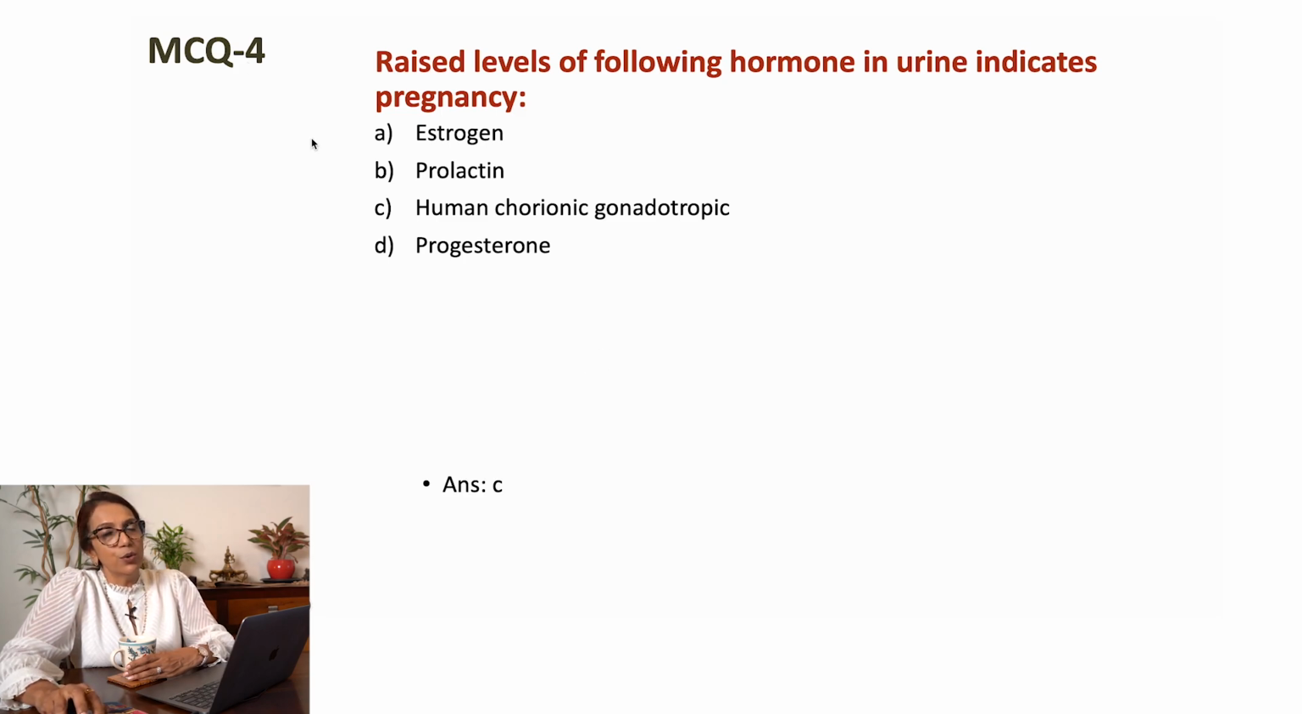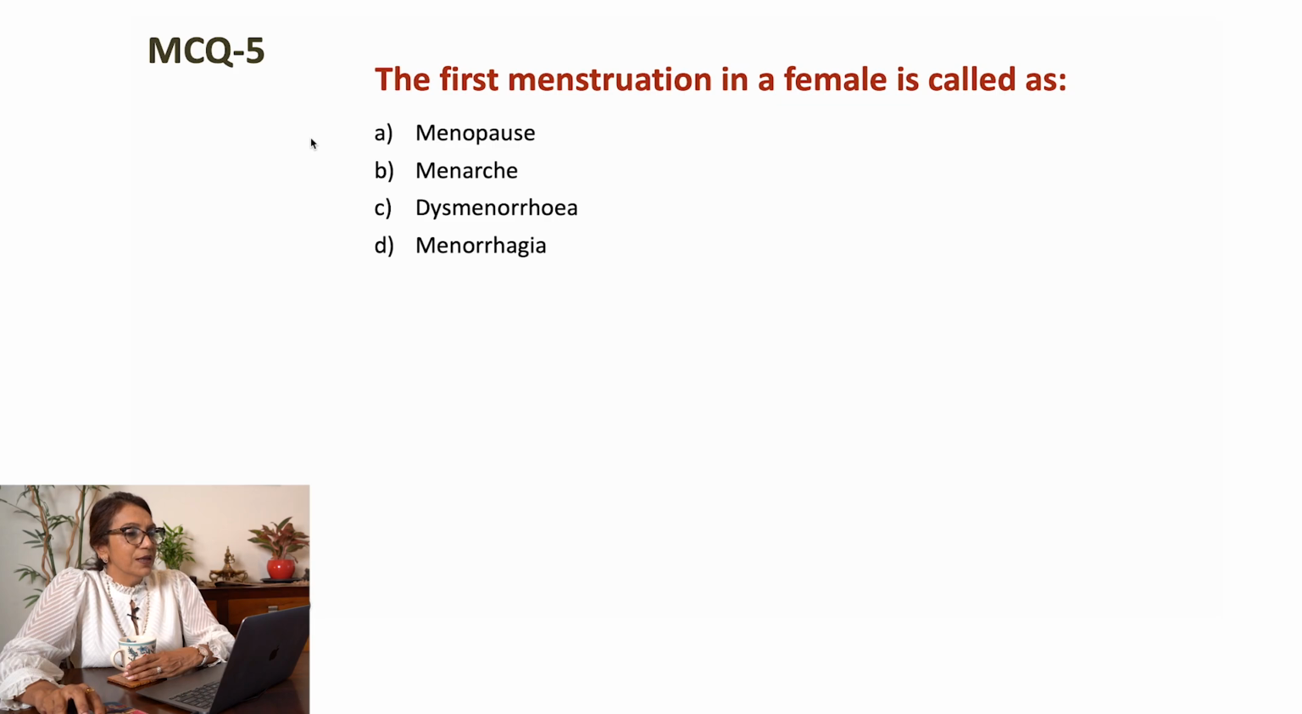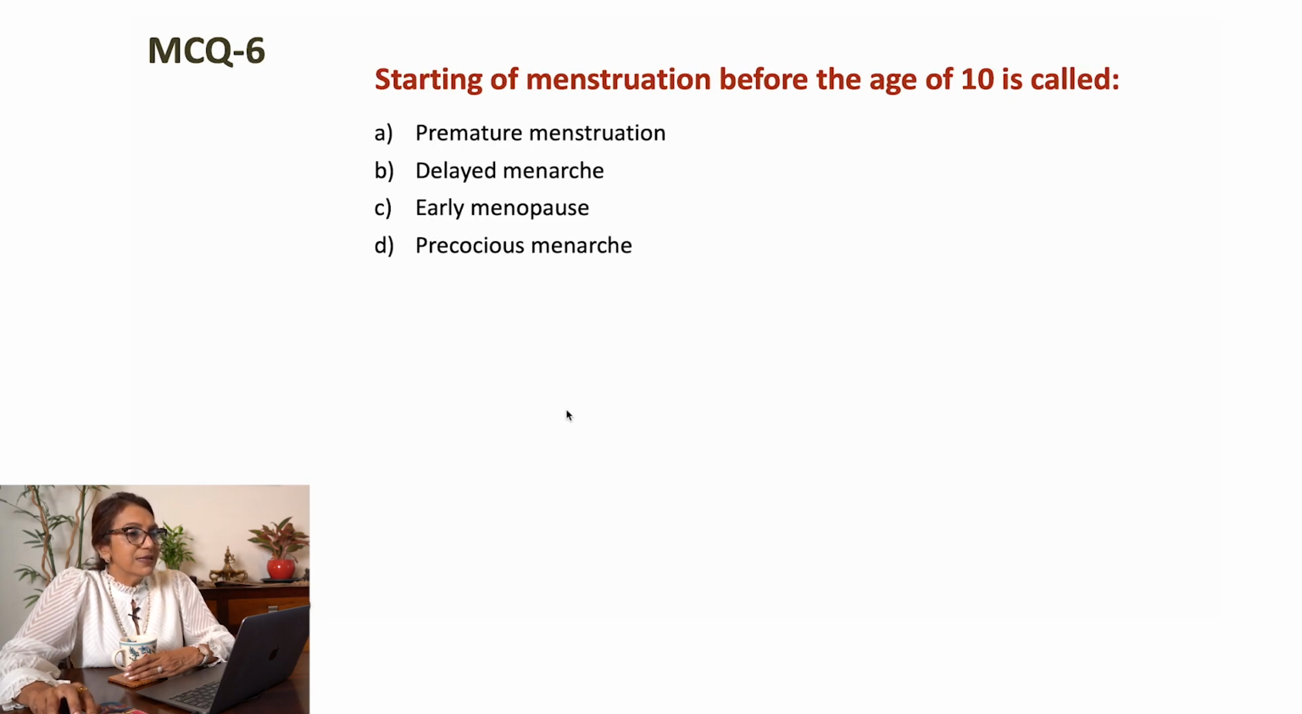Human chorionic gonadotropin. The first menstruation in a female is called as menopause, B, menarche. Menopause is ending of menstruation. Menarche is beginning of menstruation. Dysmenorrhea is pain during menstruation. Menorrhagia is excessive bleeding. So, beginning of menstruation, the first menstruation has to be B, menarche. Yes, that's the answer.